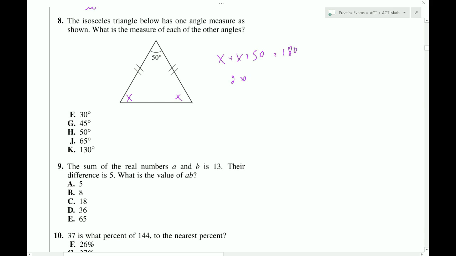So we get 2x plus 50 is 180. Subtract 50, we get 2x equals 130. Divide by 2, you get x equals 65.